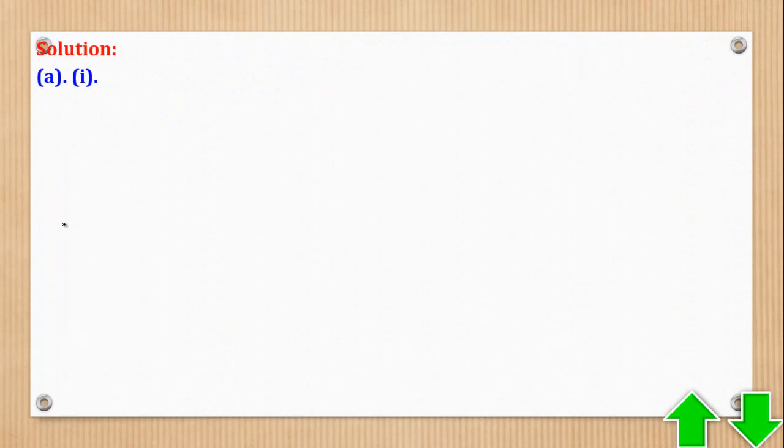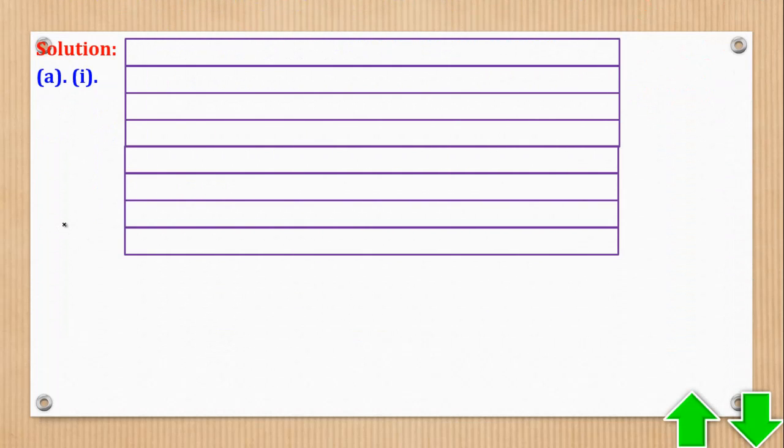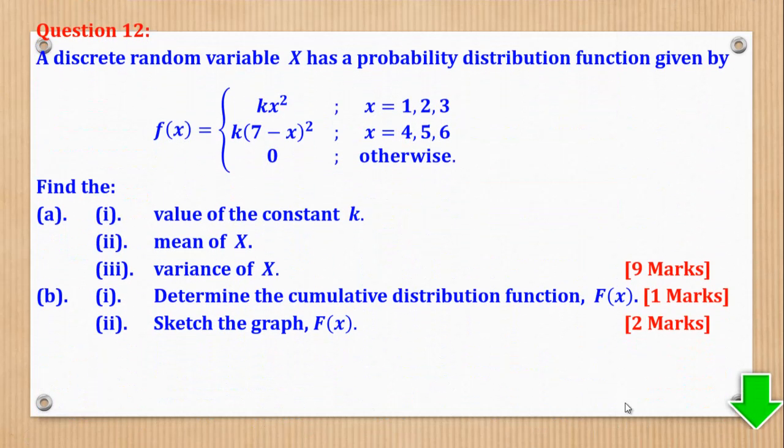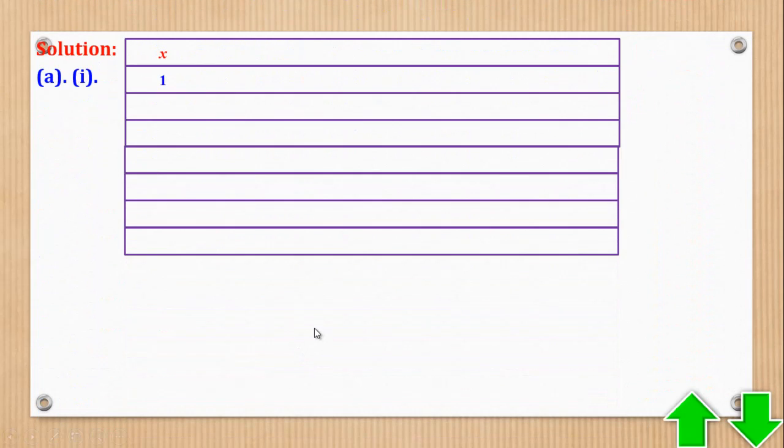So we shall need to tabulate. Discrete, it is easily done if you tabulate, especially when they ask for mean and variance. So x values, we shall use this given function. Do you see this? There is 1, 2, 3, 4, 5, 6. That's what you shall write in the column of x. Then you shall go to probabilities.